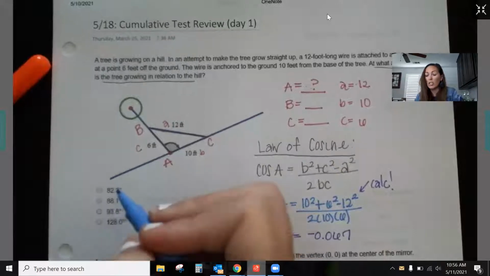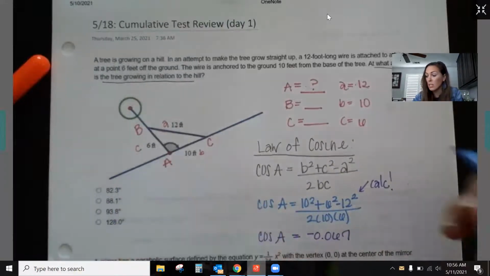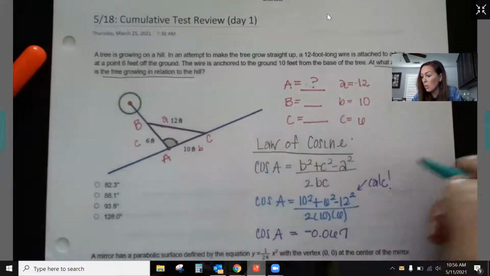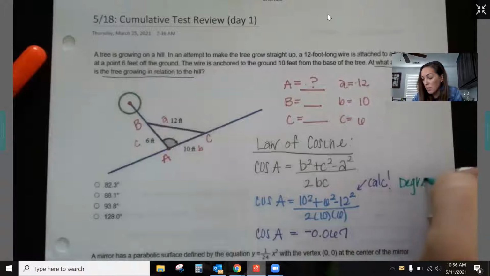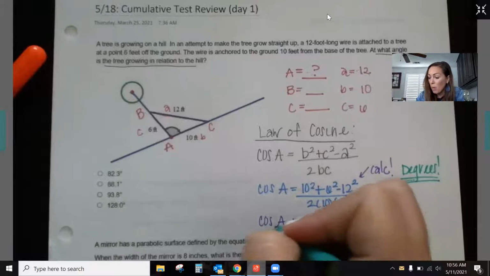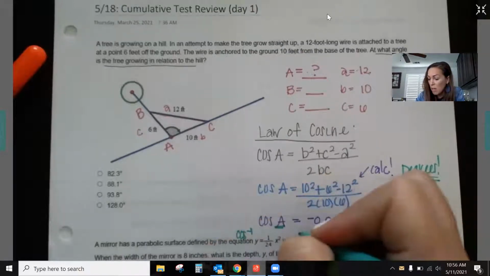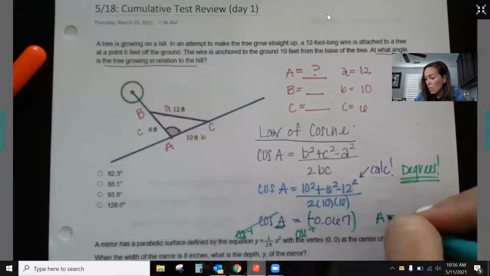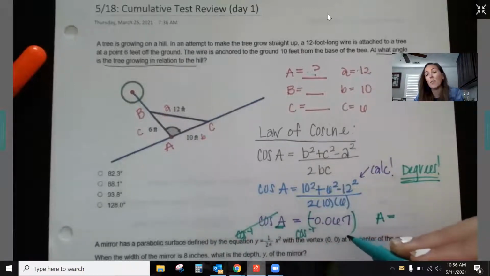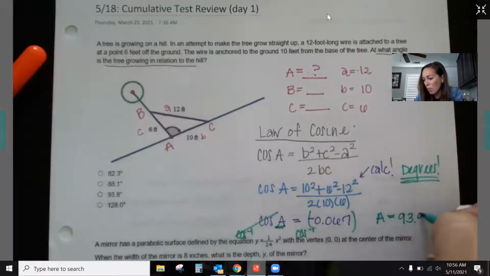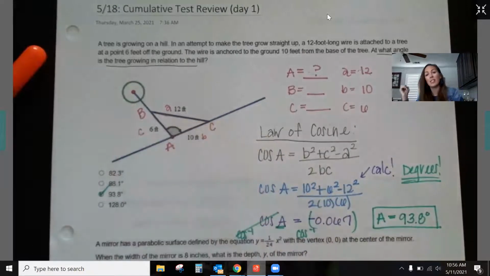But I don't want cosine of A, I want A. So make sure your calculator is in degrees. Otherwise, you're going to get the wrong answer. Your answer is in degrees, so make sure you're in degrees. So when I want to find this angle, I'm going to take the inverse of this value. So A would equal cosine inverse of negative 0.067. And when I plug that into my calculator, I would get 93.8 degrees. Done.